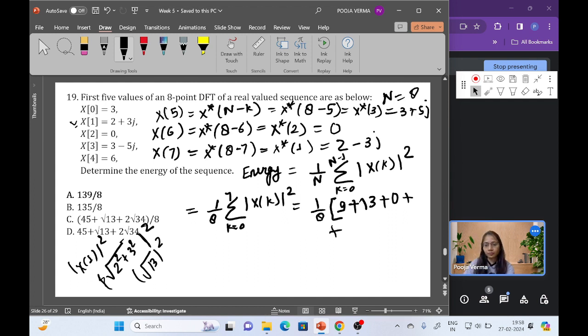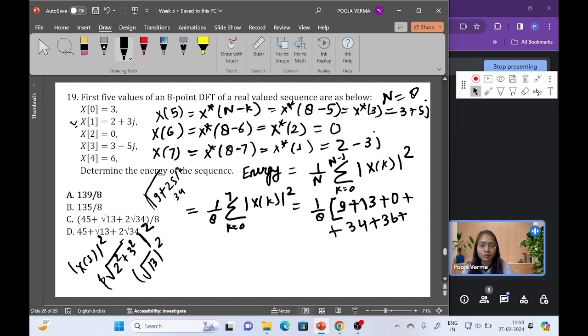What we get, the value, can anyone calculate it? 3 square plus 5 square, 9 plus 25, right? Root square, that is 34. Okay, similarly, if k is equal to 4, then root 6 square, so 36.